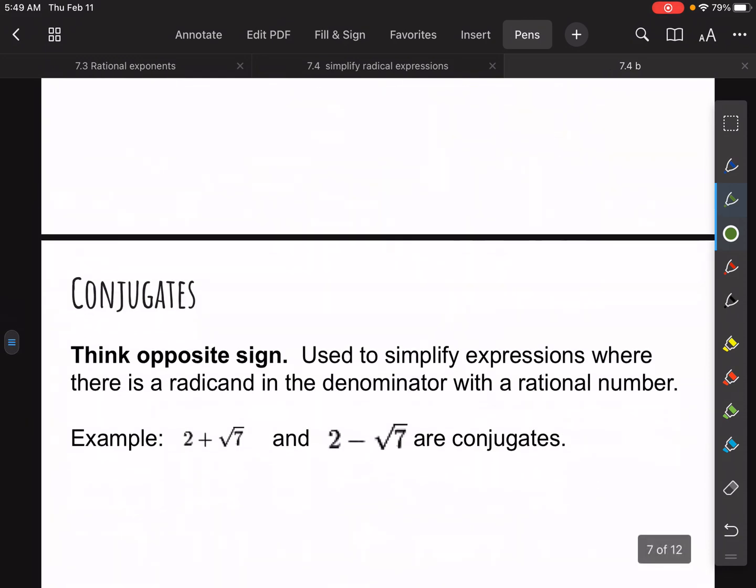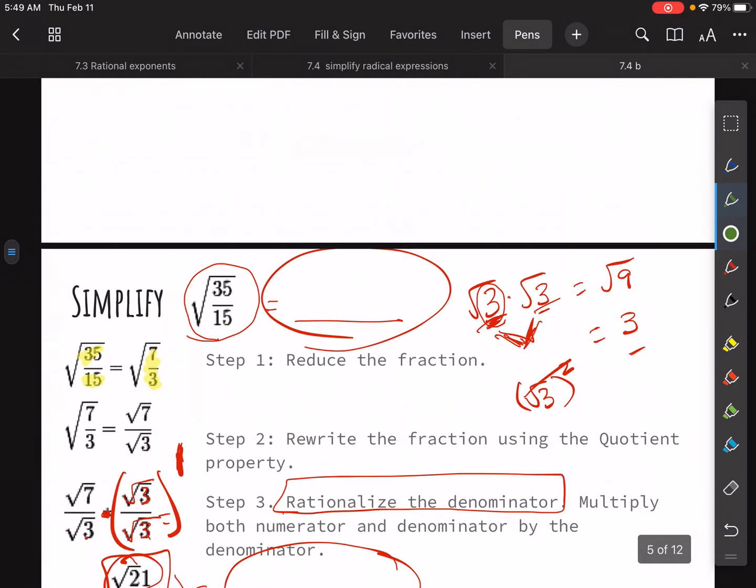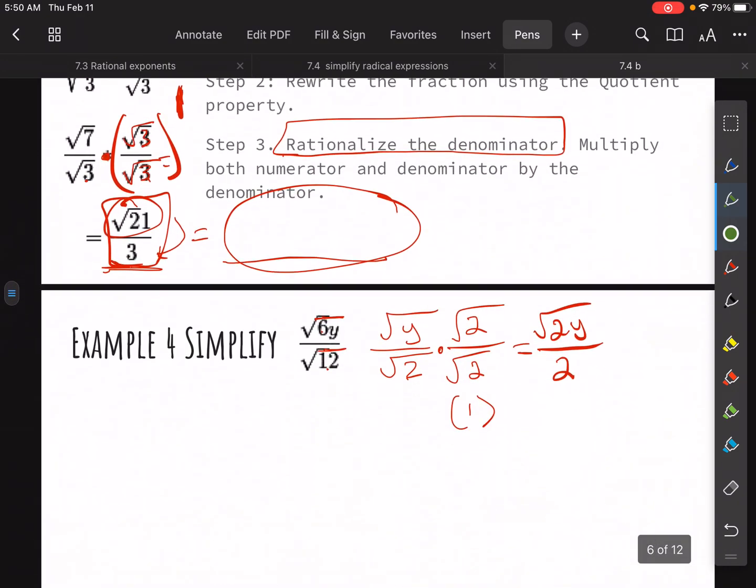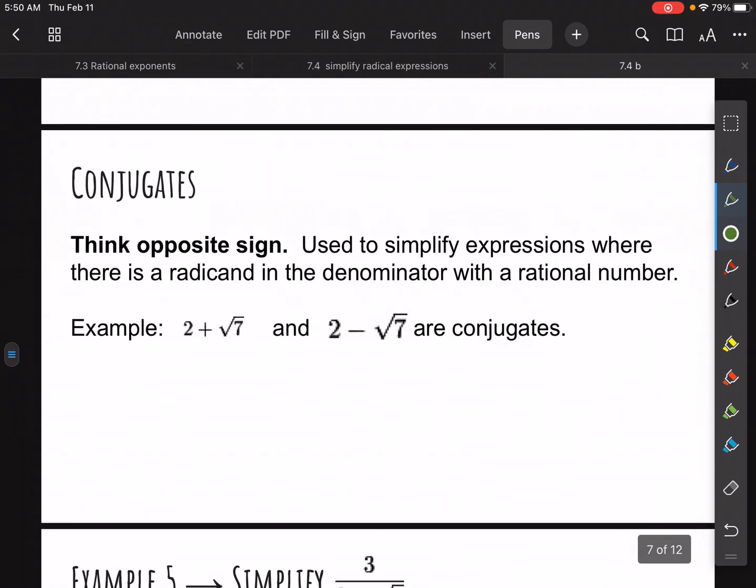So that's example 4. You'll have some to do like that, some that are like example 4, where you're just reducing these things. Then I need to teach you about this thing called a conjugate, which you will use again and again and again, not only in this lesson but in future maths.